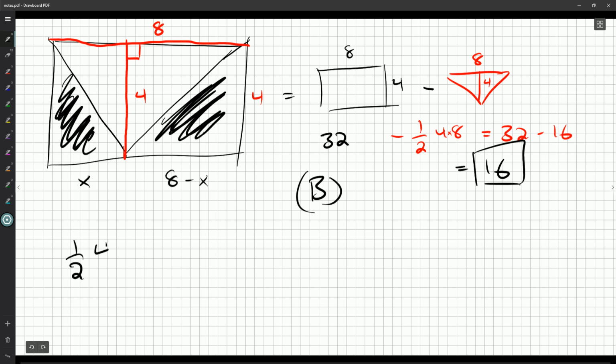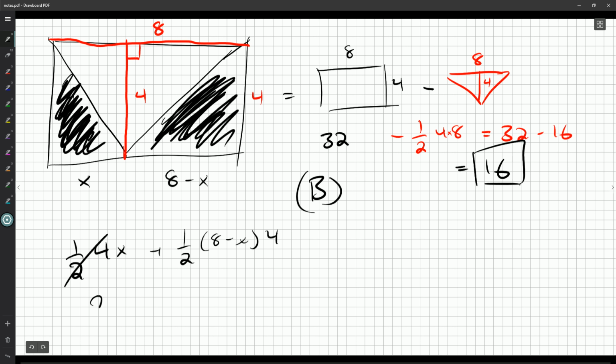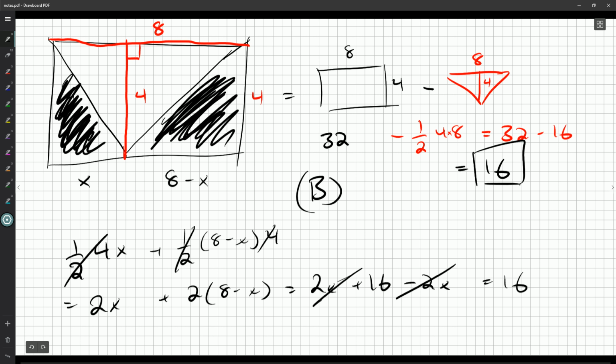You would have done a half 4 times x for the first triangle, plus a half 8 minus x times 4 for the second triangle. The half and the 4 would cancel out to be 2x. And over here it'd be 2 times 8 minus x. And you'd expand this out, 2x, 2 times 8 is 16, minus 2x, and then those cancel out, and we get 16. So that would have worked if we wanted to say, I'd like this length, but I don't know what it is. But I think it's a lot easier to recognize it as the rectangle with a triangle taken out of it. Okay? But there we go.